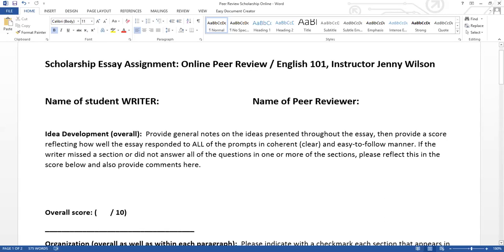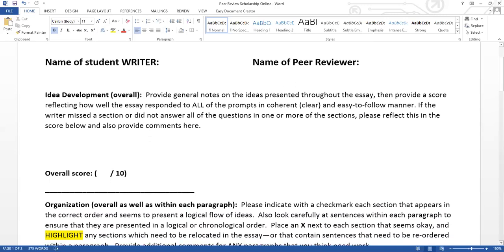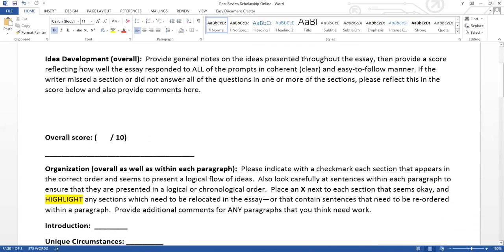Idea development, if you have had a chance to look at our grading rubric, is the first category. You've got to get your ideas down in order to get credit for any assignment, and that goes for any class, not just English. So look through. There are 5 prompts: introduction, obstacles, academics, career, and financial. Those are the topics that you had to write about. When you read the person's essay, make sure you can spot all of those categories. They need to have addressed every single one of the topics they were supposed to in order to get credit.